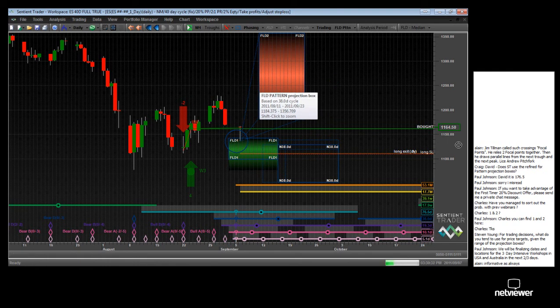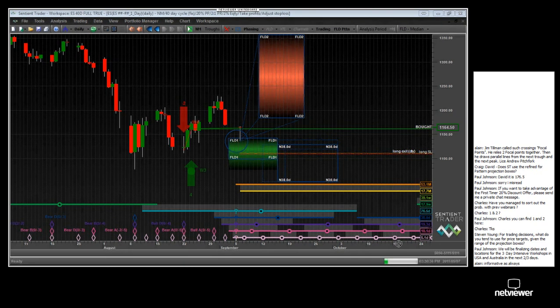Stephen, for trading decisions, what do you tend to use for price targets given the range of the projection boxes? Okay, Stephen, the price target is always the exact center of that price target. Actually, no, there's a slight complication, and I can demonstrate that with these two boxes here.